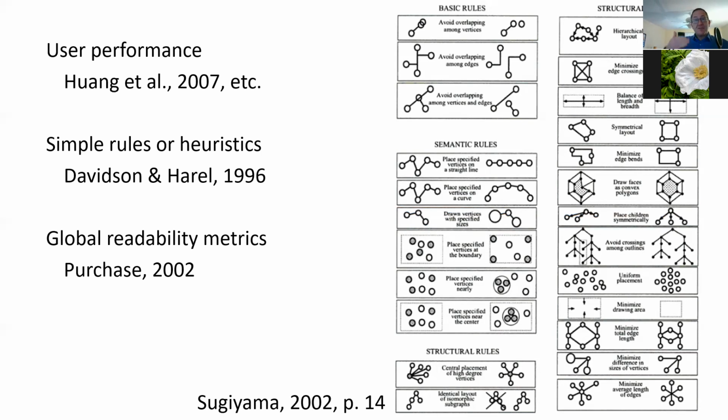And therefore you need ways of scaling it. And now you need to measure whether you've actually ruined someone's ability to see patterns with that. So, semantic rules of IP: place specified vertices in a straight line if you can. Don't wiggle them, put them in a straight line if you can. You want a curve rather than a wiggle. You want to draw vertices with specified sizes rather than just random. If you want to spread things out, specified vertices should be placed nearby for related vertices.